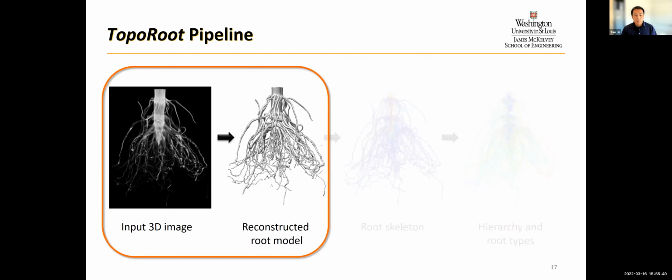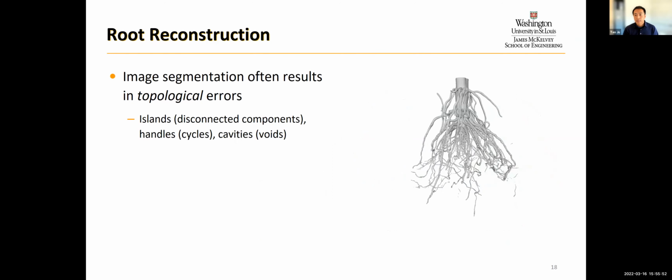All right, so the first step is reconstruction. Now, there are lots of image segmentation algorithms out there whose jobs are to separate the foreground from the background in possibly noisy and low resolution images. Those segmentation methods work great, except that they don't have much guarantee of the quality of the segmentation, especially in terms of topology. When I talk about topology, I'm referring to connectivity features such as isolated components and cycles, or what we call handles, and internal voids or cavities.